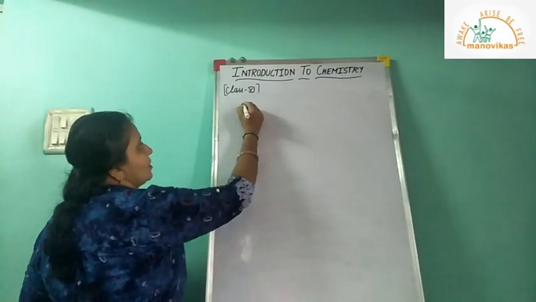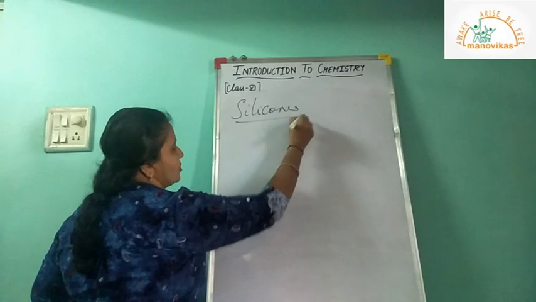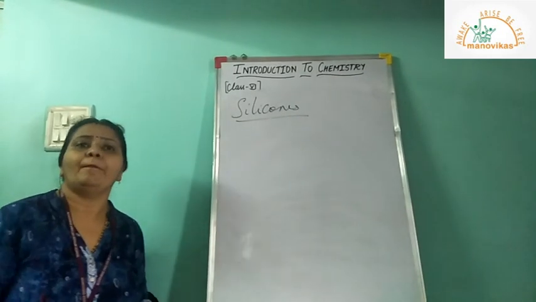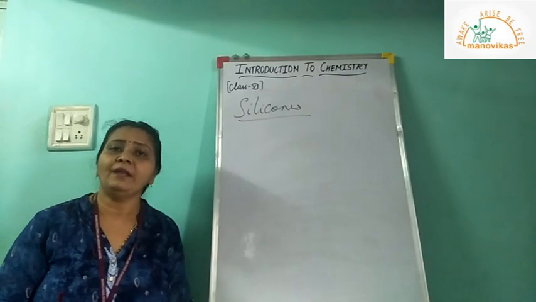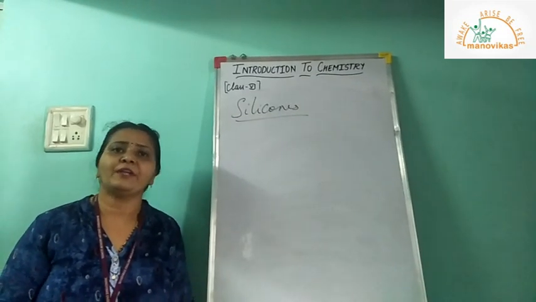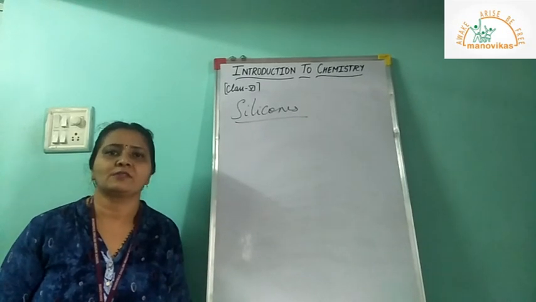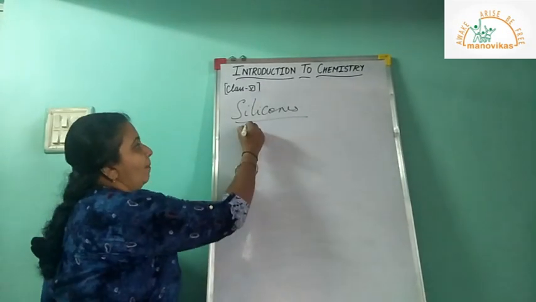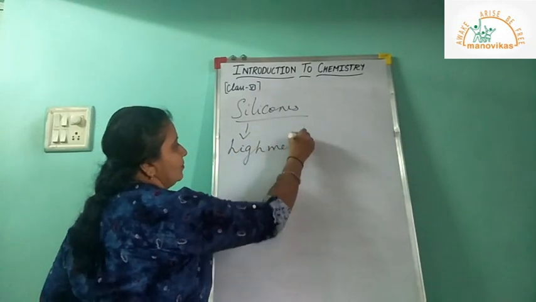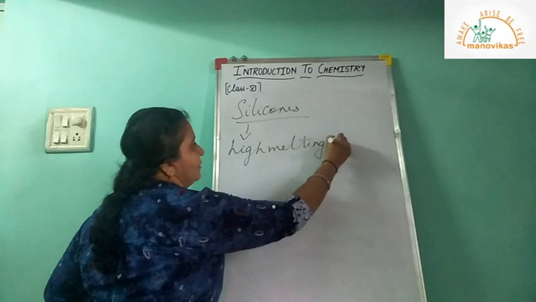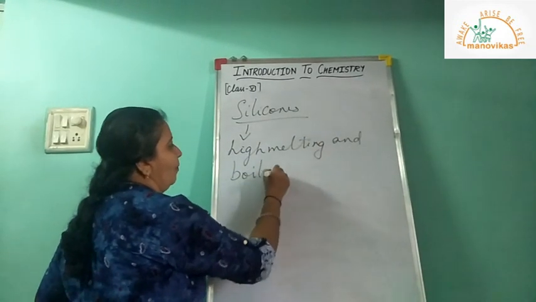Now let us see what are silicones. Silicones are man-made substances. It is a combination of silicon with other chemical substances. It has a high melting and boiling point.